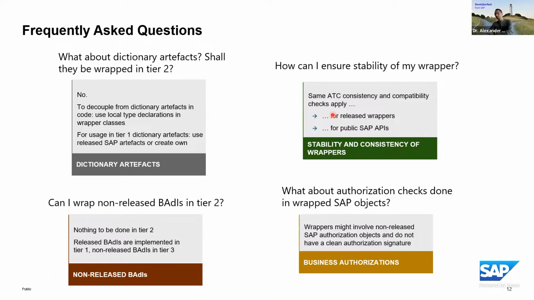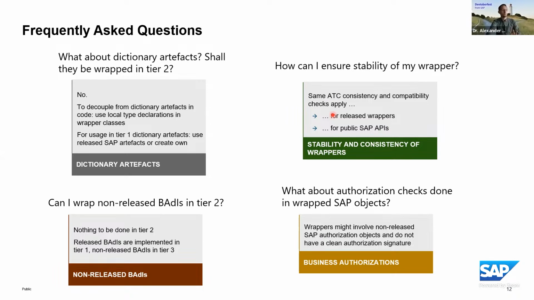If you now wrap some non-released SAP development objects, of course, it might be that inside that object there are other authorization checks to non-released authorization objects, for example, right? And that means, of course, the wrappers might not have a clean authorization signature, but that's totally okay. We live with that because for building roles, you're used to the transaction PFCG, and there you can enter both the released authorization objects and also the unreleased authorization objects. So with the combination, everything is fine again.